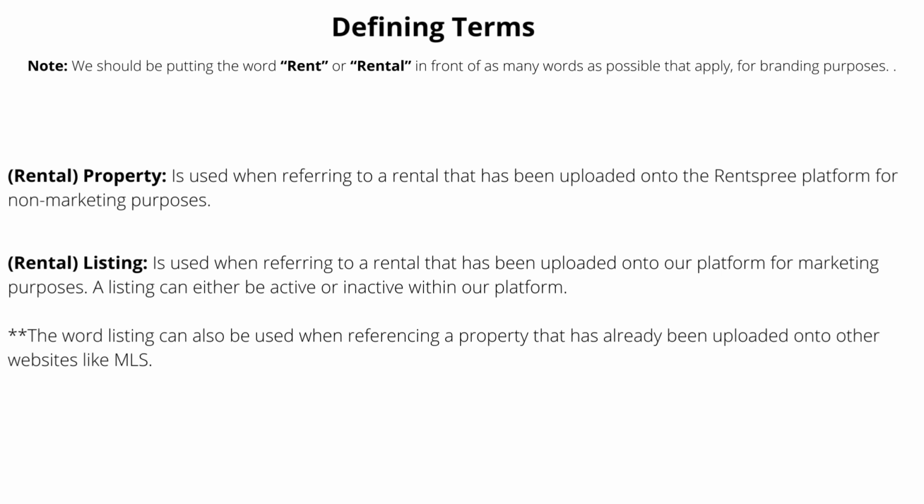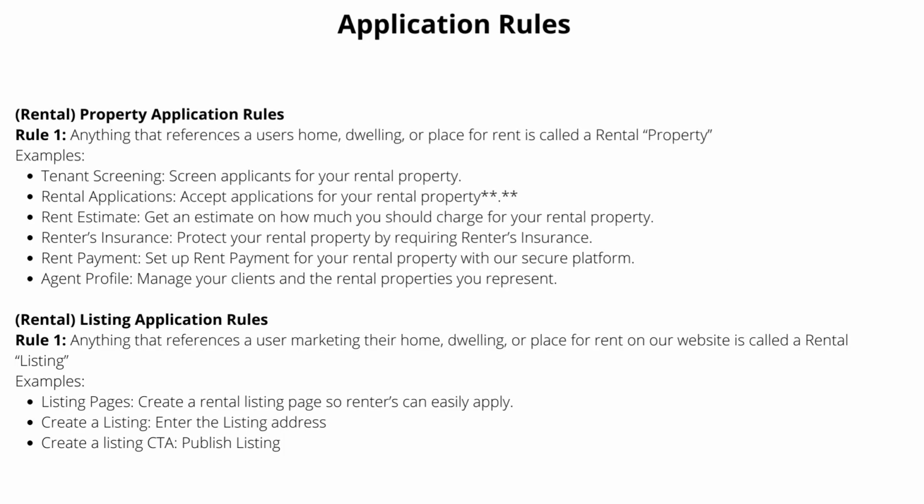So the defining terms are: rental property is only used when referring to a rental that has been uploaded onto our platform for non-marketing purposes. And a rental listing is used to refer to a rental that has been uploaded onto our platform for marketing purposes, which can either be active or inactive. And then we also reference it as a listing when we're referencing other websites like the MLS. But for any other listing websites, we are not concerned about where they have their property. We're only concerned about the properties they upload and the listings they list on our website.